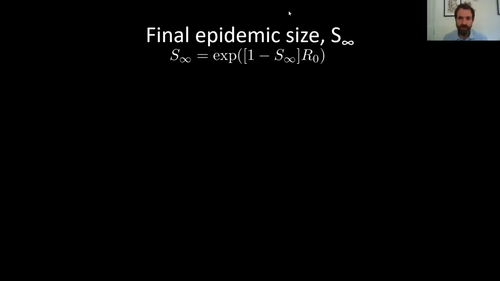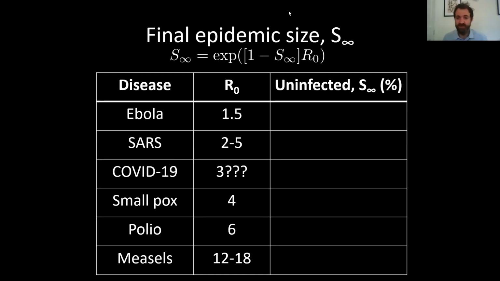So here are a few examples of diseases people will probably have heard of. So Ebola, SARS, COVID, of course, smallpox, polio and measles. So the basic reproduction numbers are given in the second column, and then you can numerically solve this equation to find out what the proportion of uninfected people is at the end of the outbreak.